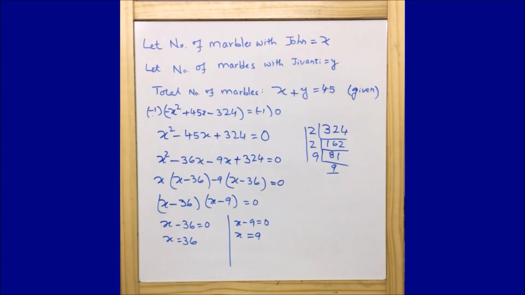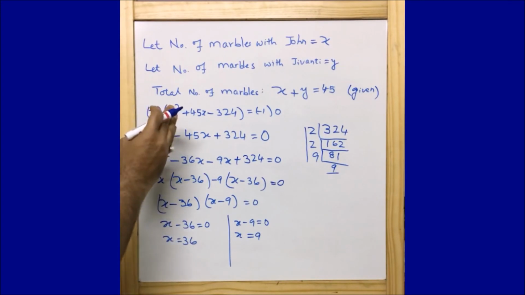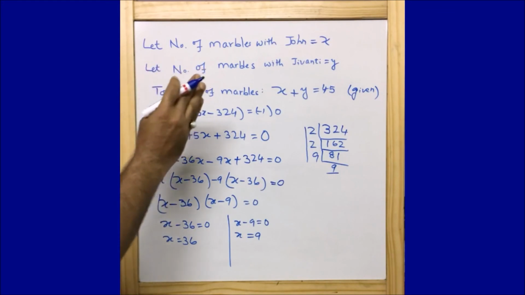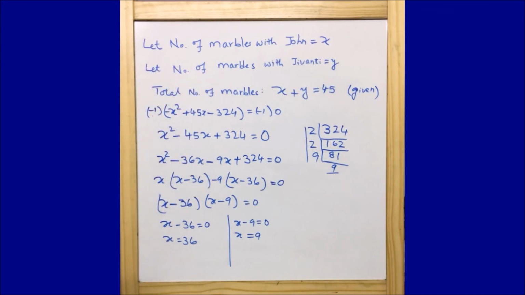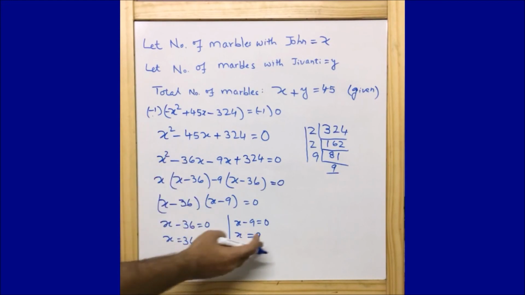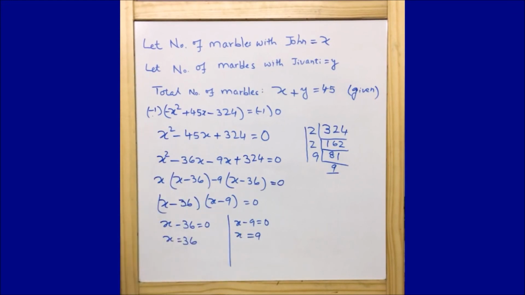That means we can say either initially John was holding 36 marbles and Jivanti was holding 9 marbles, because 36 plus 9 gives 45. Or if we take the other way, John might be holding 9 marbles and Jivanti might be holding 36 marbles. So that is our answer.